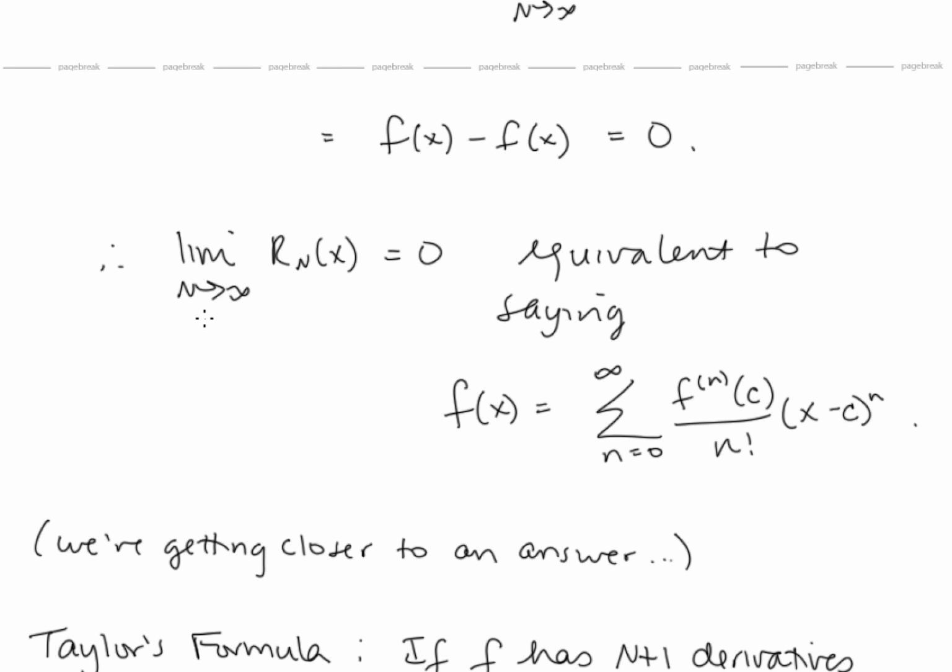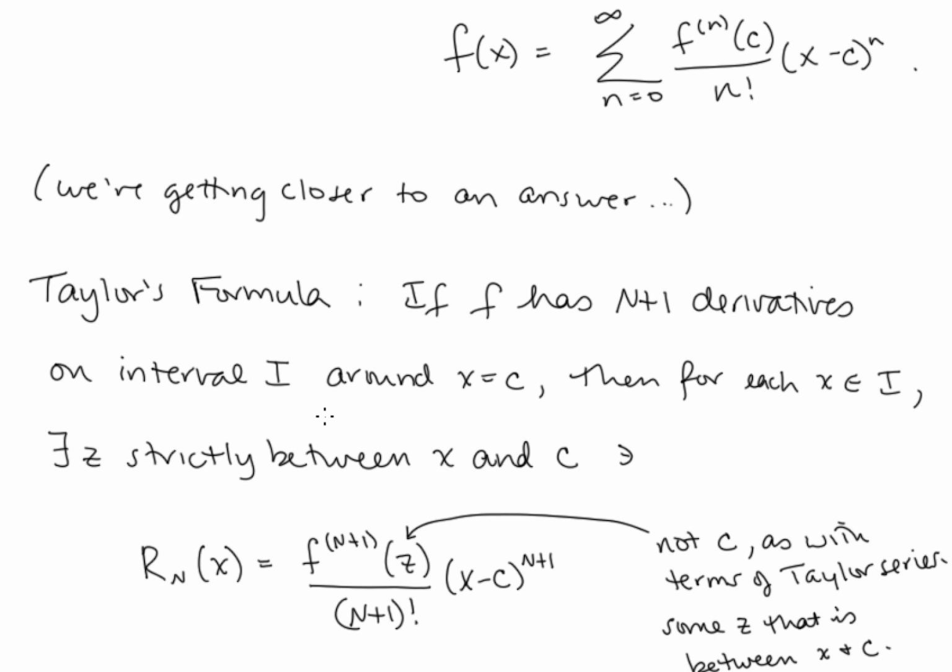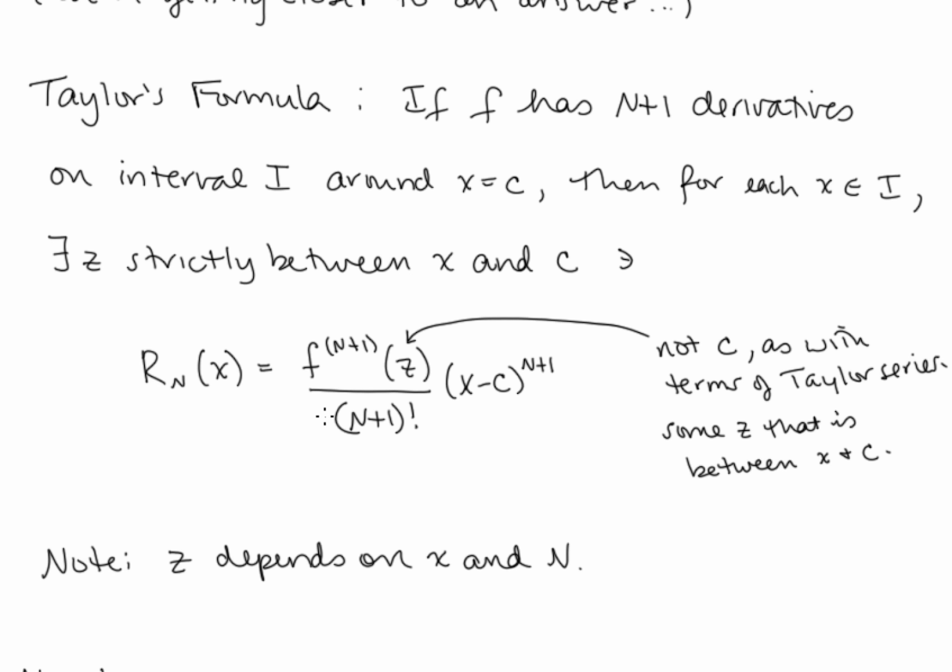So how are we going to be able to check if this remainder term goes to 0? Well, we're going to use Taylor's formula. If f has n plus 1 derivatives on an interval I around x equals c, then for each x in I, there exists a z strictly between x and c such that the remainder term can be written this way. This is the n plus first derivative evaluated at z over n plus 1 factorial times x minus c to the n plus 1.